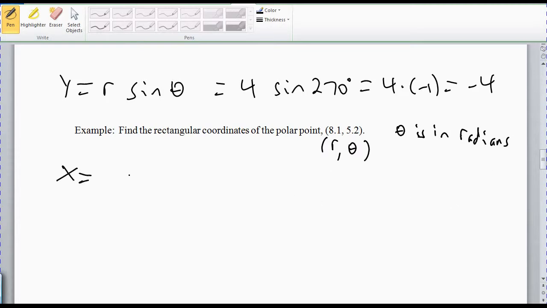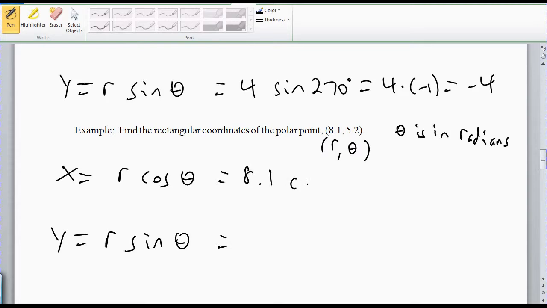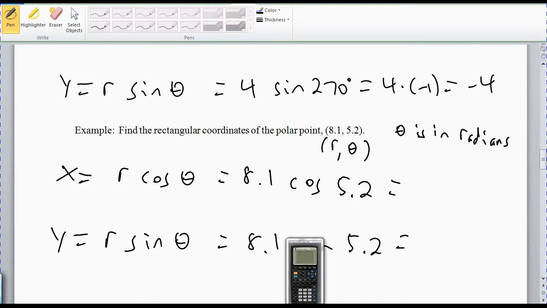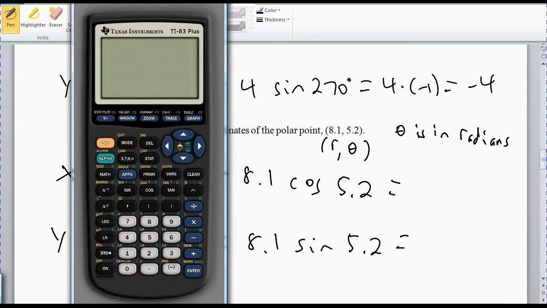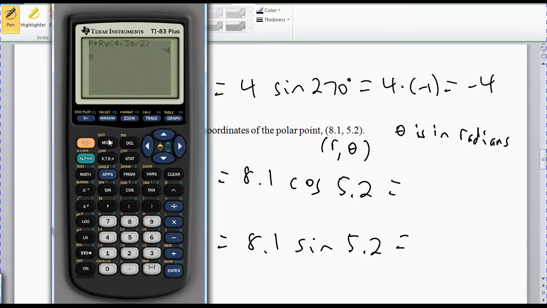So I'm still just going to use x equals r cosine theta. And this is actually going to be really easy, in case you're wondering. This is going to be easier than doing it with the calculator feature. Because this one, all I do is take the r, which is 8.1, cosine 5.2, and then 8.1 sine 5.2. And that's fine. Let's take those two expressions we have. Make sure we're in radian mode still. And we just type in 8.1. Here's how easy it is.